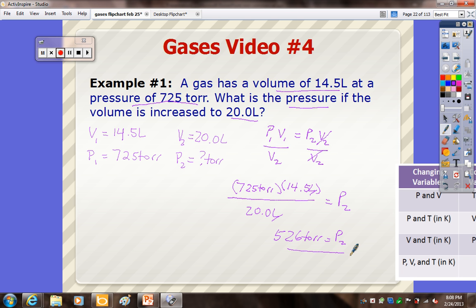You also want to double check to make sure it makes sense. Volume and pressure are inversely proportional, so when one goes up, the other one goes down, and my pressure did go down, so the number does make sense.